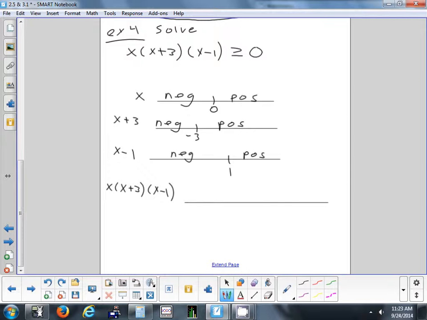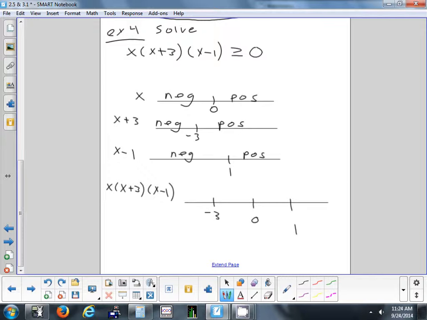How many tick marks or divisions do we have to put in it? 3 tick marks, so that divides it into 4 sections. 3 divisions will make it into 4 sections. So we have -3, 0, 1. Okay, let's check what happens when we're smaller than -3 in all these factors.